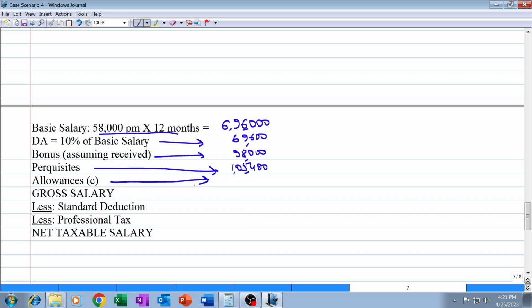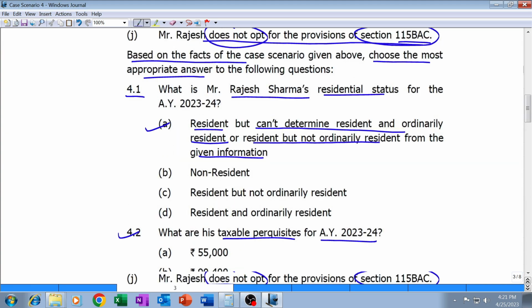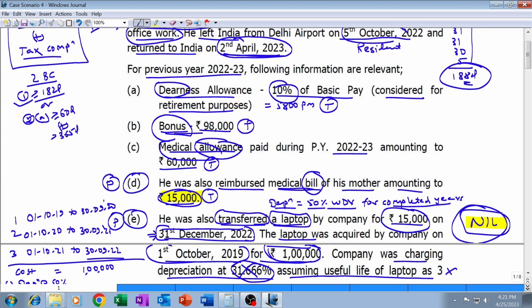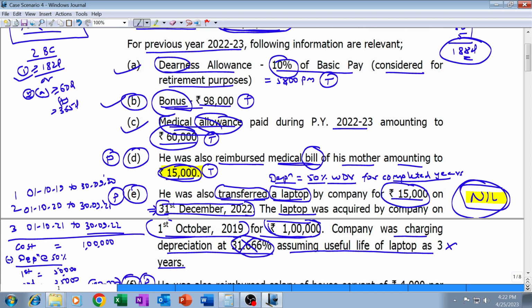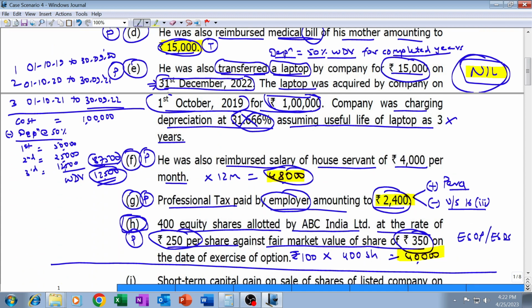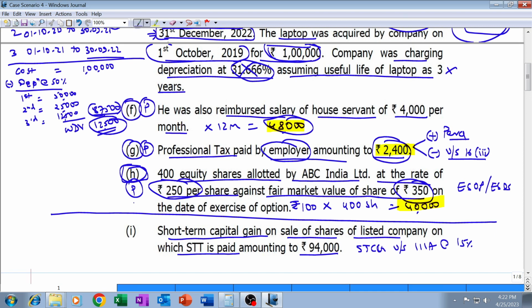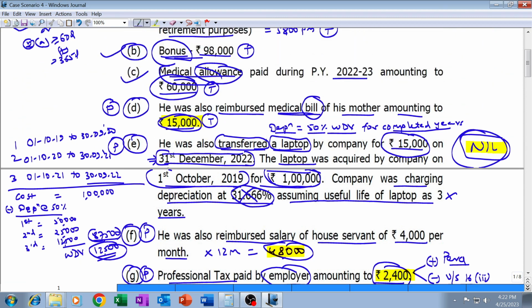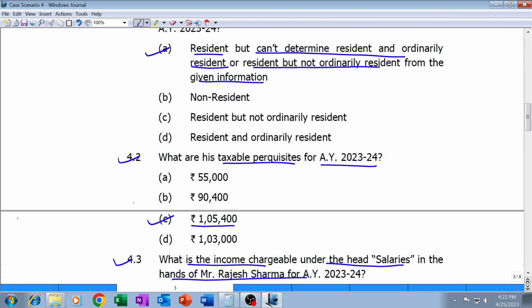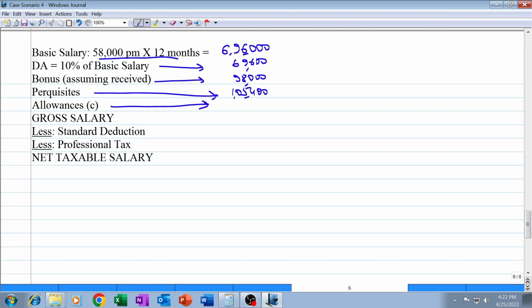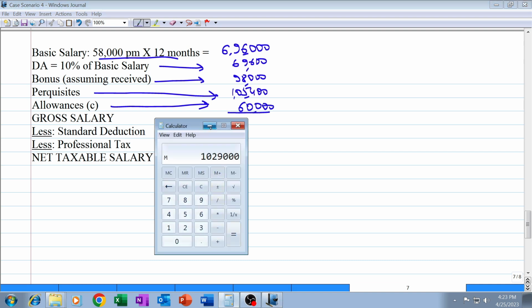Allowances. Only one allowance is given, in point number C. That is medical allowance. Medical allowance in point number C is 60,000. Point number B is bonus, that is already taken into account. DNS allowance is taken into account, and then D, E, F, G, H are perquisites, and I is short-term capital gain. So only C is the allowance, and the allowance amount is 60,000. So allowances are 60,000. Let's take the total. Total is 10,29,000.